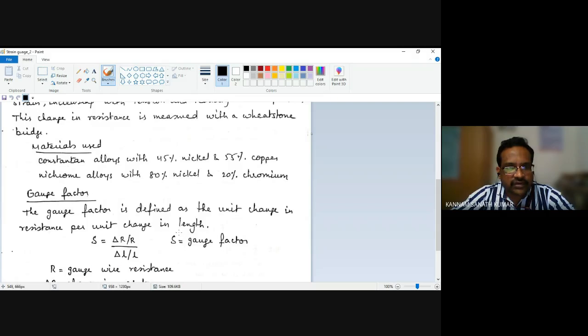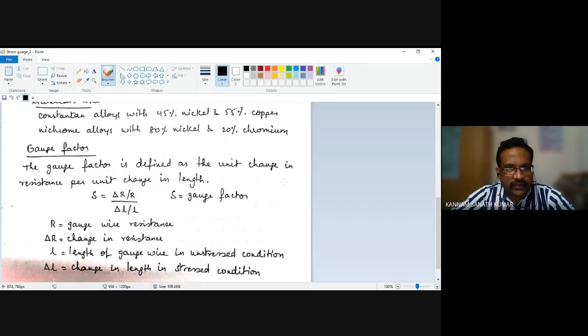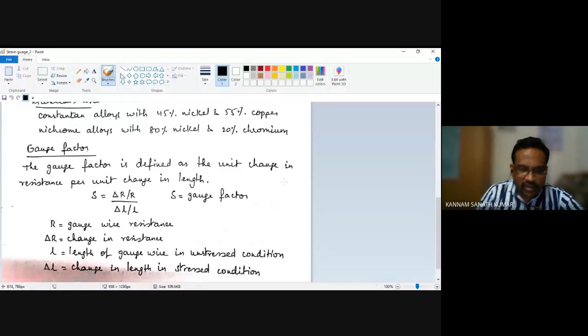Materials used are alloys: 45% nickel, 55% copper, and nichrome alloy, 80% nickel and 20% chromium. For strain gauge transducers, one of the important things is the gauge factor.